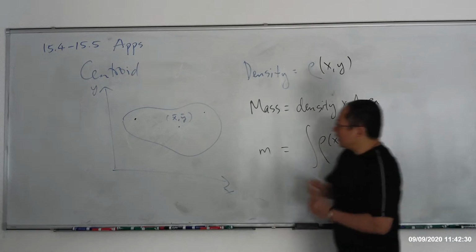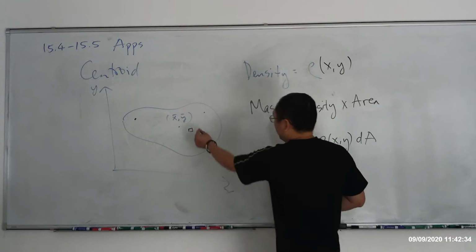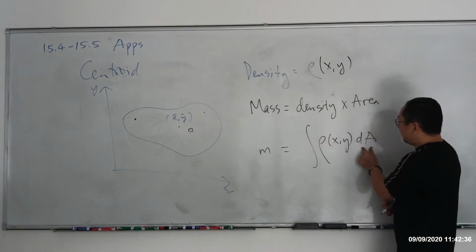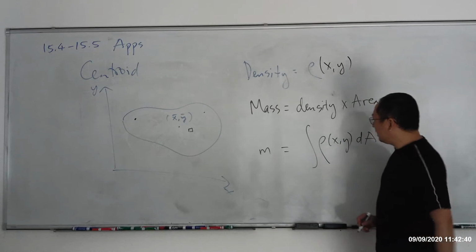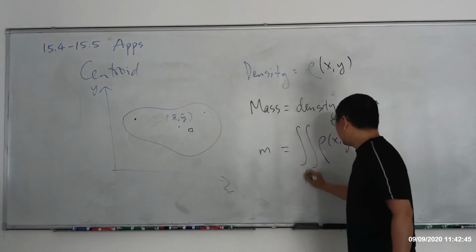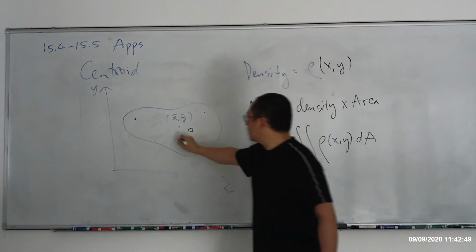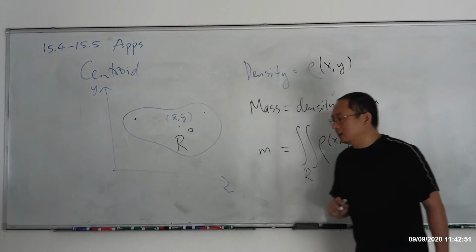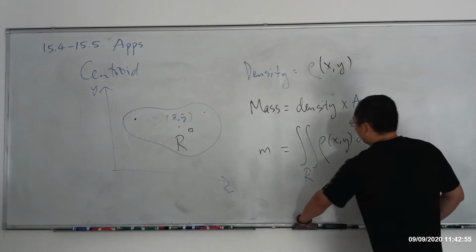dA means you calculate the area of a little piece, and then you multiply by the density at that point. Density times little area gives you a little mass, and you add all the little masses together. I should write a double integral, and let's call that region R again. That's going to be the mass of the whole object. Let's call this object R, like what we did in the previous three sections. So I can write it this way if you like.